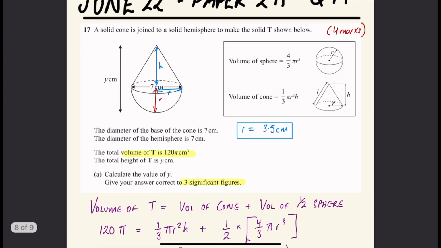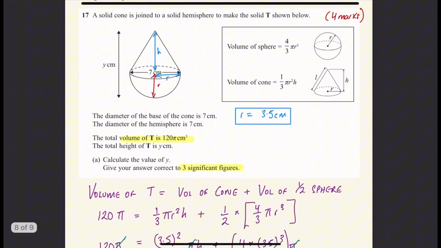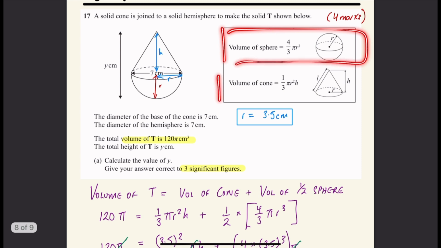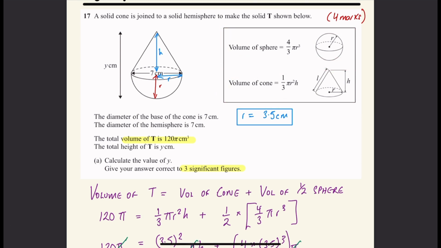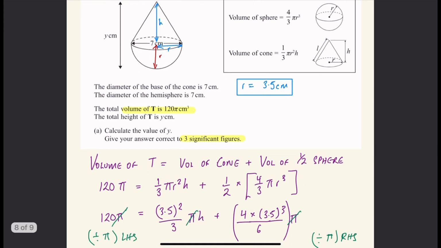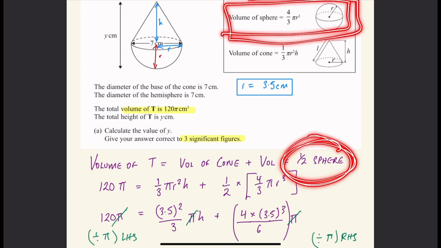Okay, so what we've done here, we tried to find unknowns. The question's giving you the volume of a sphere, the volume of a cone, so it's not going to give you that if you don't need to use it. So the volume of T is 120 pi, so we formed a formula to say that the volume of this whole thing is equal to the volume of that cone plus the volume of that hemisphere, or volume of half the sphere. Remember to put in that half.